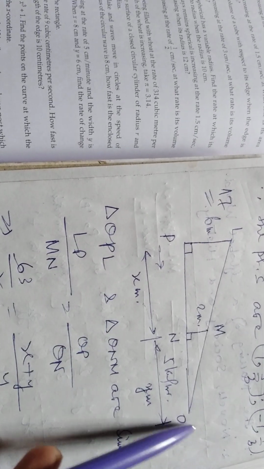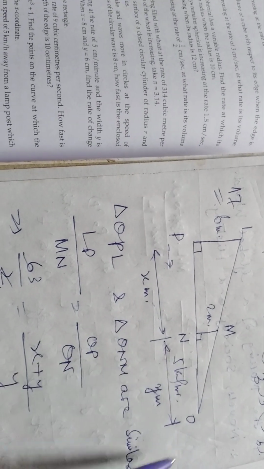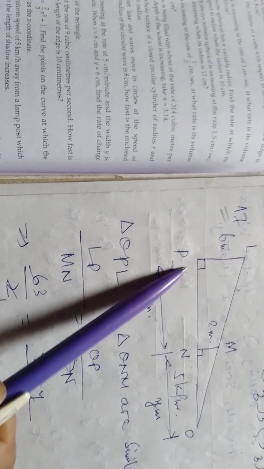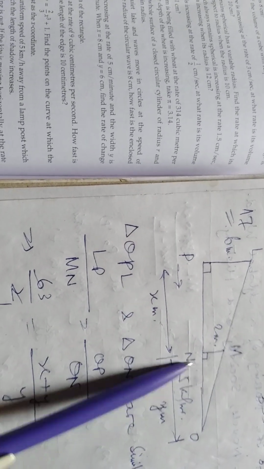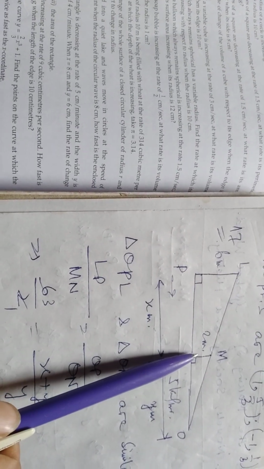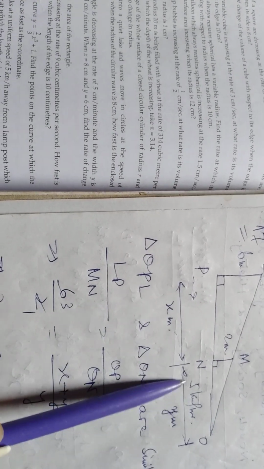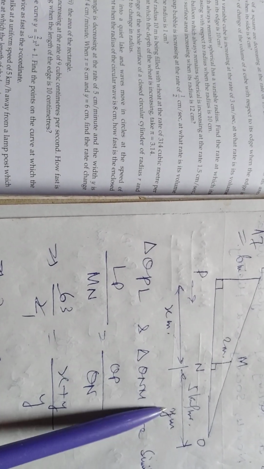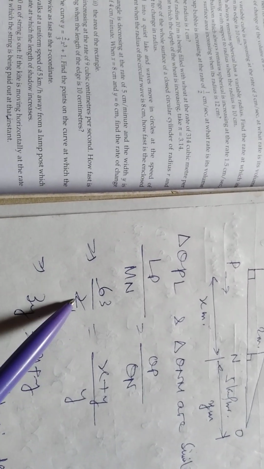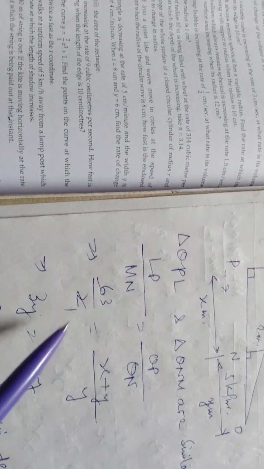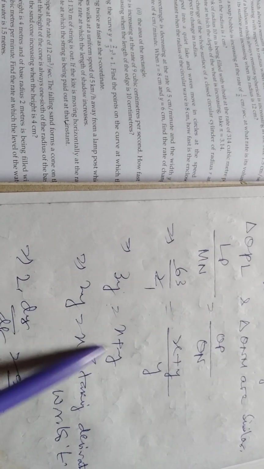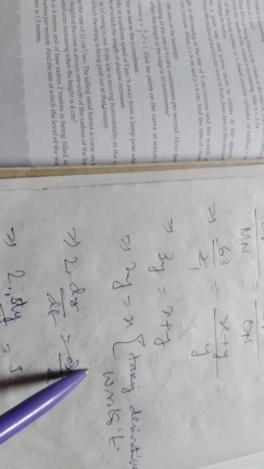Now triangles OPL and ONM are similar triangles. Therefore, LP by OP is equal to MN by ON. Here it comes 6 by 2, height by height, is equal to total length by smaller length, x plus y by y. तो 2 से 6 को कैंसिल किया तो 3y equals x plus y, 2y equals x. Thereafter, taking derivatives on either side.